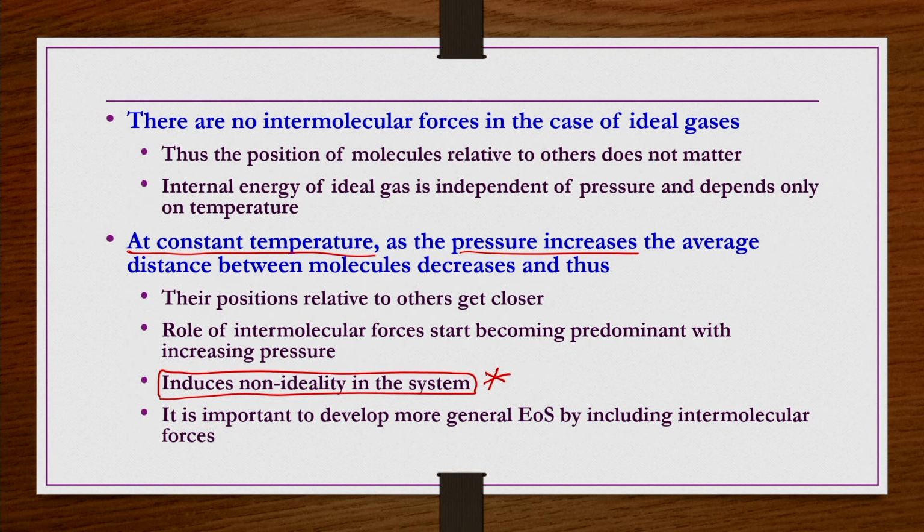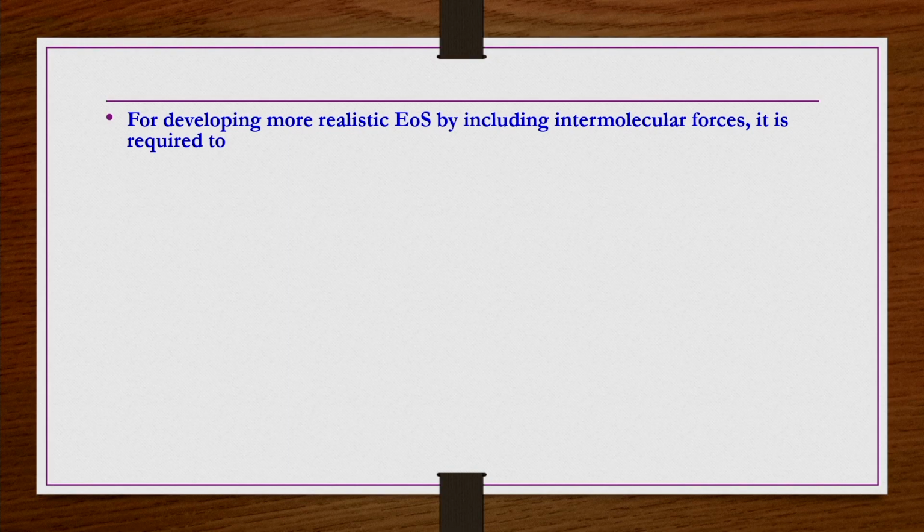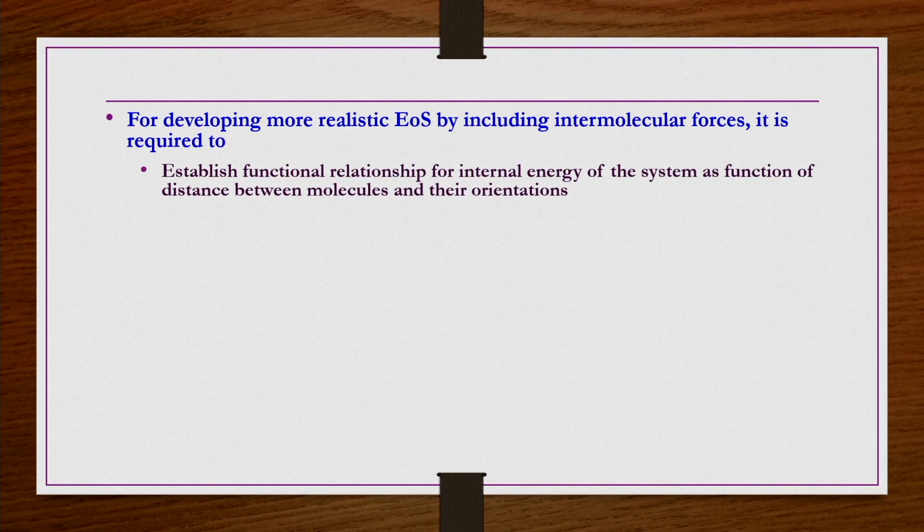Thus, it is important to develop more general equations of state by including intermolecular forces. Now, for developing more realistic equations of state by including intermolecular forces, what is required? It is required to establish a functional relationship for internal energy of the system as a function of distance between two molecules and their orientations also. When you increase the pressure, what happens? The molecules may come closer to each other, and then there is a kind of relative orientation. These molecules also translate, rotate, and vibrate. So, they may be moving here and there, different orientations may be there.